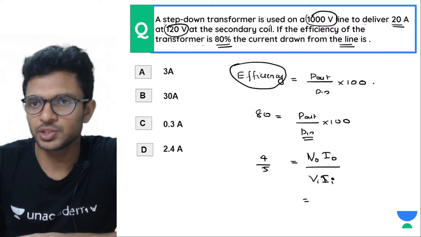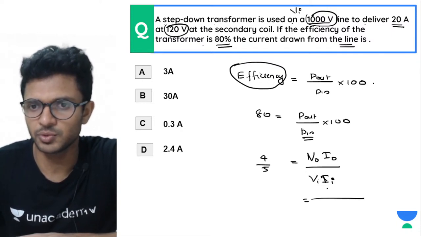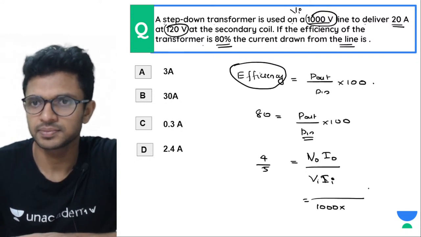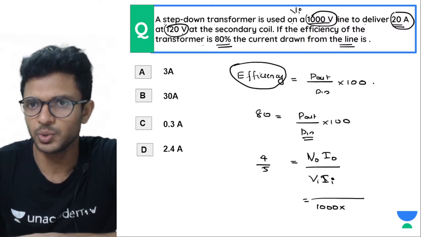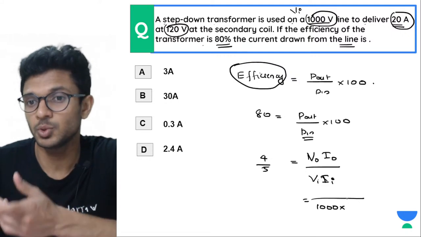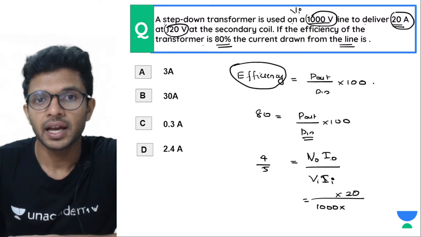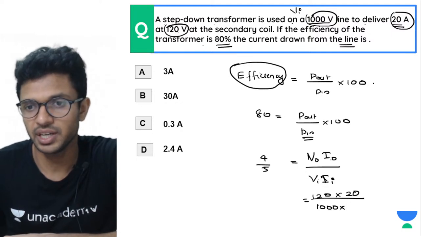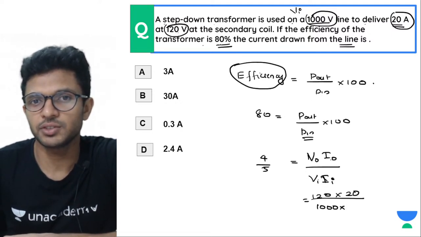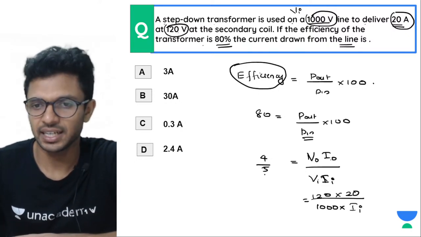A step down transformer is used on a 1000 volt line. Matlab, this is the V input. So let us substitute for that. V input is 1000. To deliver a 20 ampere current at 120 volt, so to deliver 20 ampere matlab wo toh output current, so I output is 20, and 120 volt in the secondary, so whatever is in the secondary, that is the output voltage, so that is 120, right? If the efficiency of the transformer is 80, then the current drawn from the line, that is I input, is the question, right? So ye ho gaya.